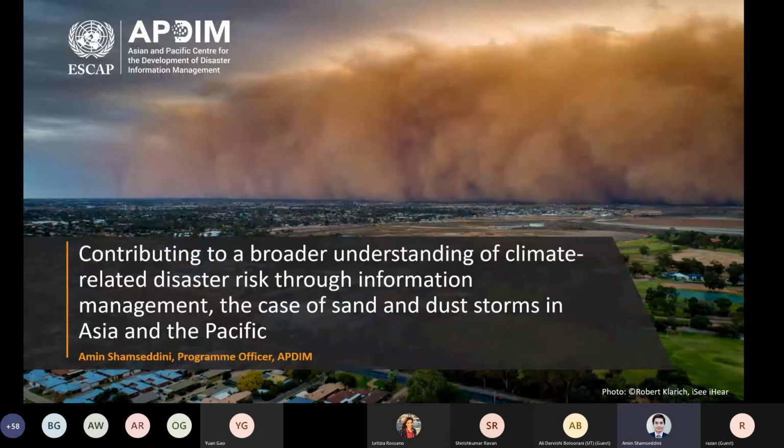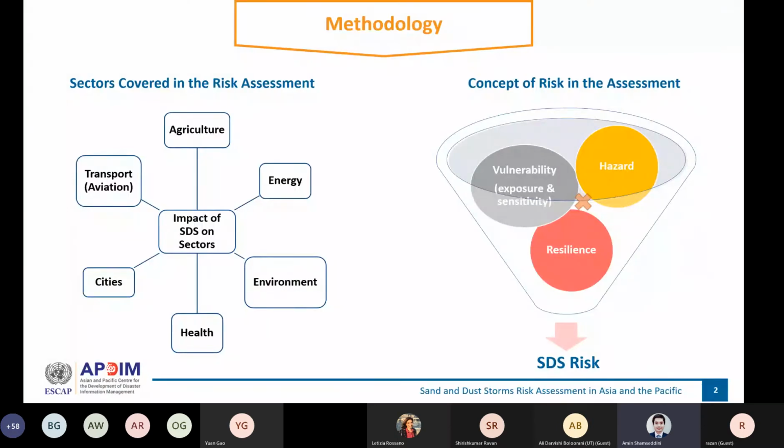Let me start with the sectors we considered in this assessment, as well as the overall methodology and conceptual framework. In this study, various sectors were considered, including agriculture, energy, particularly solar power plants, environment, mostly glaciers, health, cities, and transport, mostly aviation. To do the assessment, we defined the concept of risk, as you can see on the right of the screen. We defined hazard with different thresholds and concepts based on the way and mechanism that they impact each sector. For vulnerability, we have the concept of exposure and sensitivity. Also, we consider the resilience of these sectors in dealing with sand and dust storms.